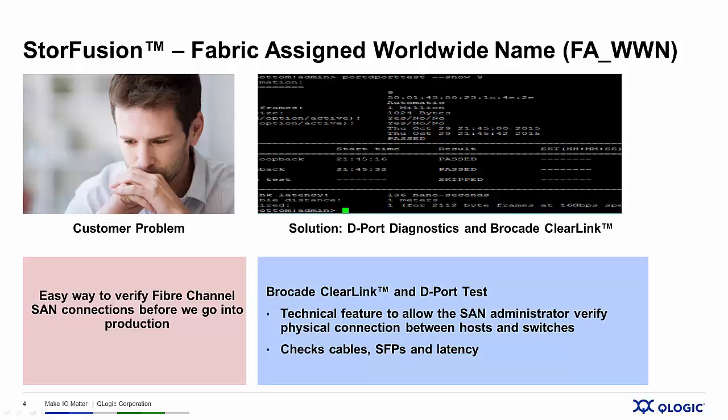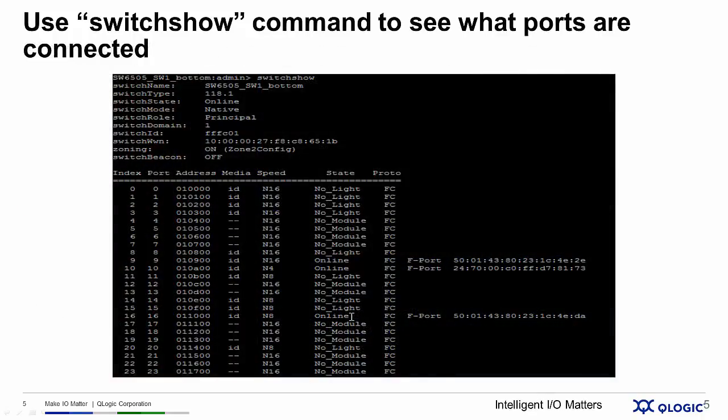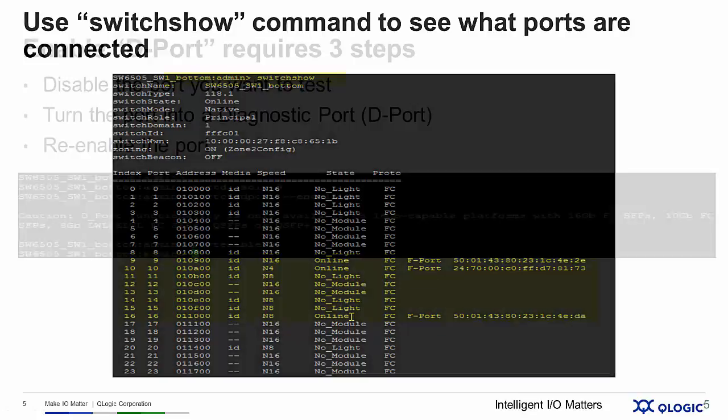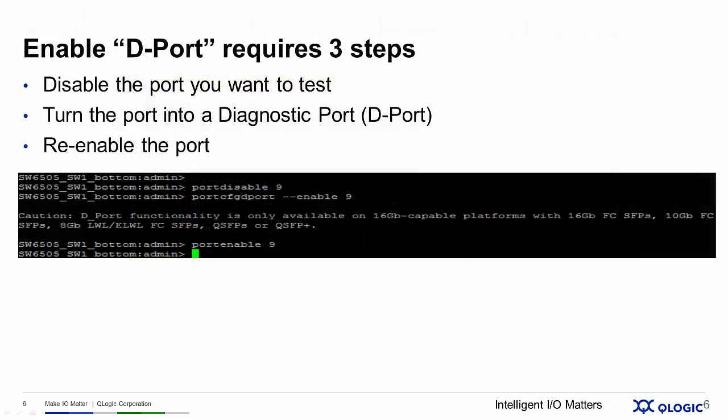Let's take a look at what's involved. It's pretty simple. What Carl needs to do is to dial into the switch as an administrator in the CLI. Then he can take a look using the switch show command to see what's connected to his environment. From there, he can enable Dport, and Dport requires three steps. The first one is you've got to disable the port, reconfigure it as a Dport connection, and then re-enable that connection. So now you have a live Dport connection.